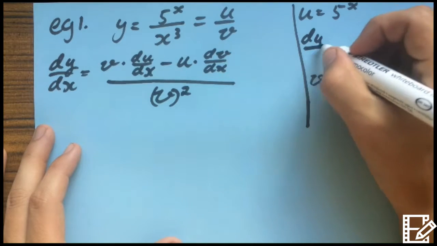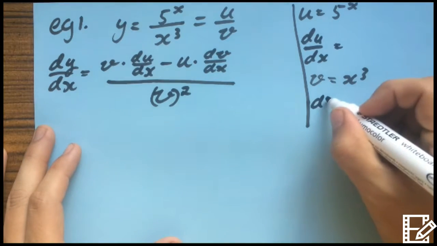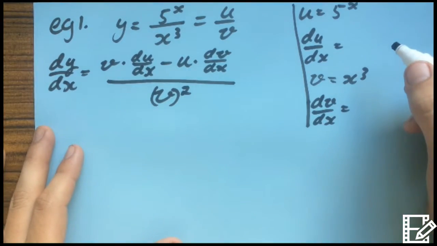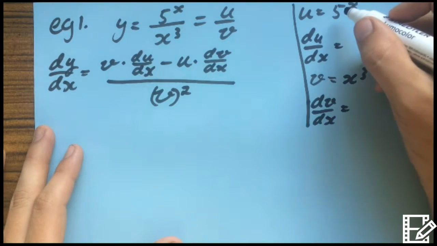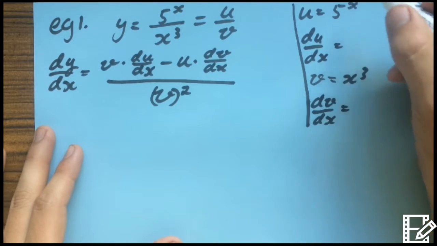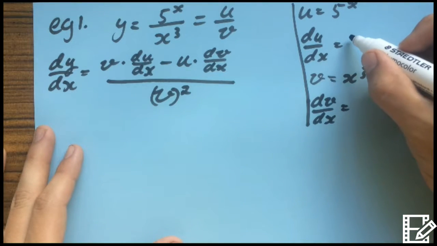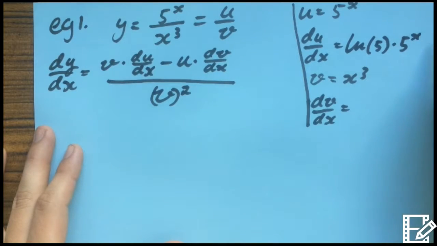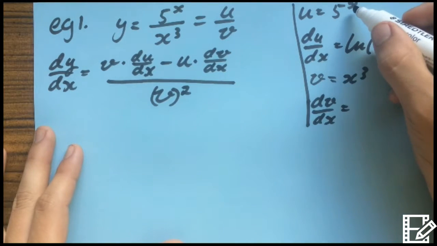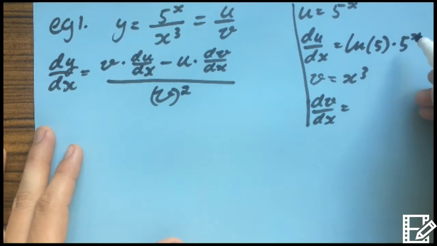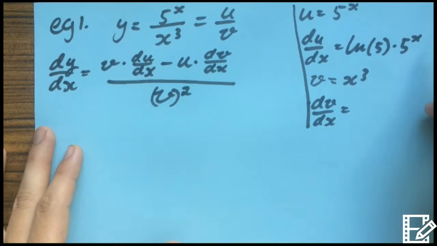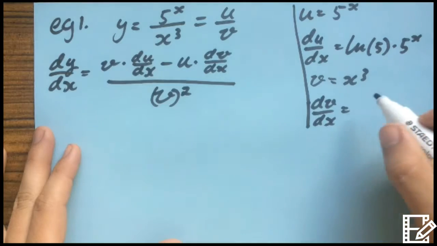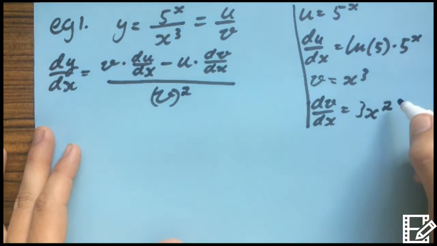Let's find the derivative of u and the derivative of v so we can finish this question. The derivative of u is 5 to the power of x, so like before, when we derive that, we have ln of 5 multiplied by 5 to the power of x. We have our number to the power of x. When we derive that, we get ln of the number multiplied by the number to the power of x. V being x to the power of 3, the derivative of v is just 3x squared.